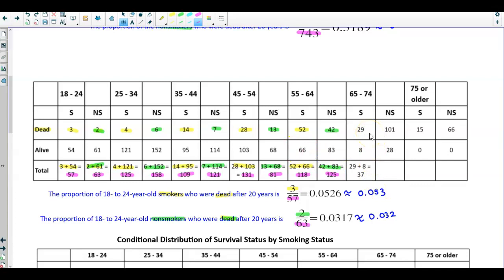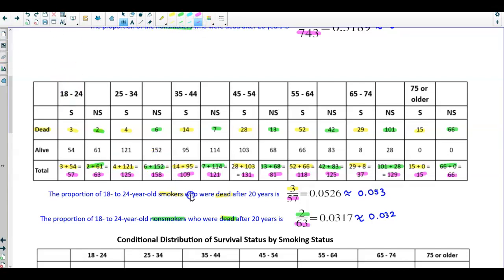The next age group, 65 to 74, the smokers that were dead in that group is 29. 29 plus 8 gives us a total of 37. And then the non-smokers for that age group is 101. 101 plus 28 gives us a total of 129. And for 75 or older, the smokers for that age group is 15 that were dead. So 15 plus 0 is going to equal 15. And the non-smokers of that age group is 66. 66 plus 0 is going to give us 66.